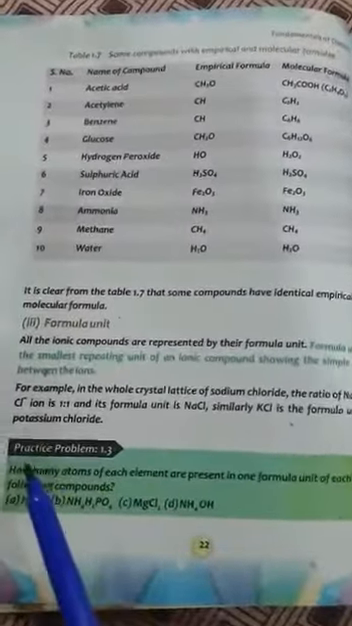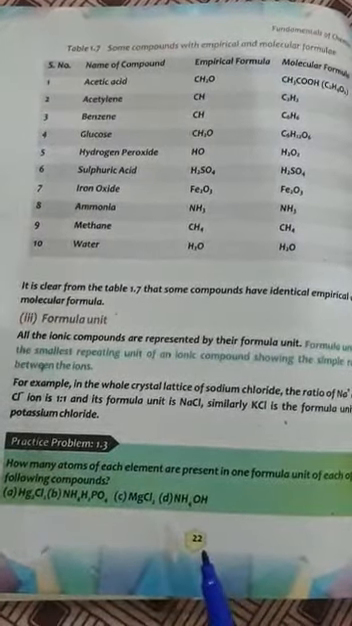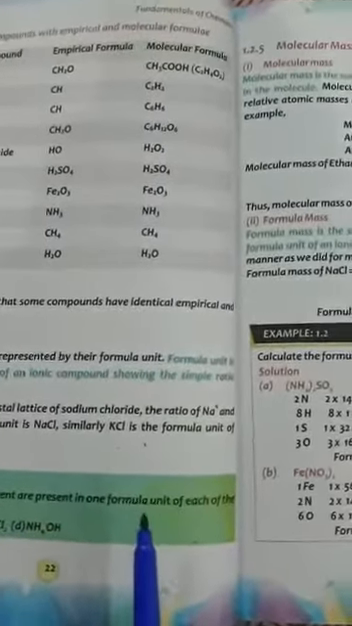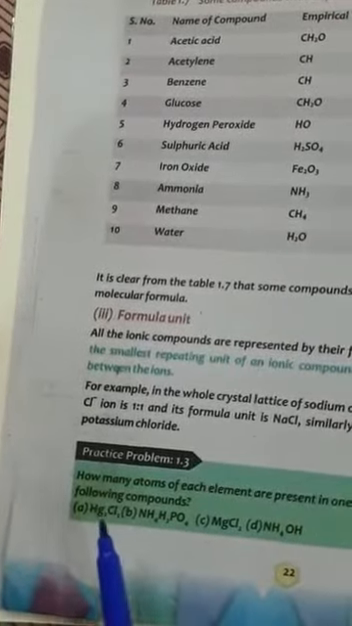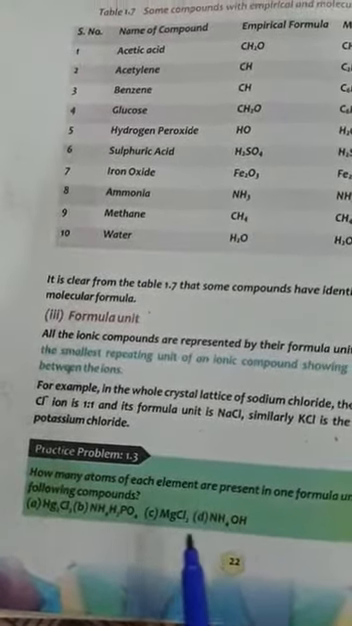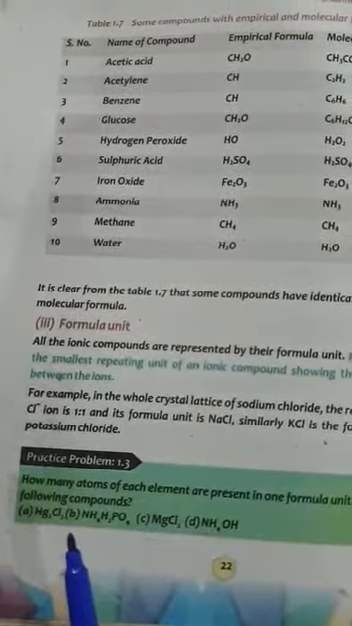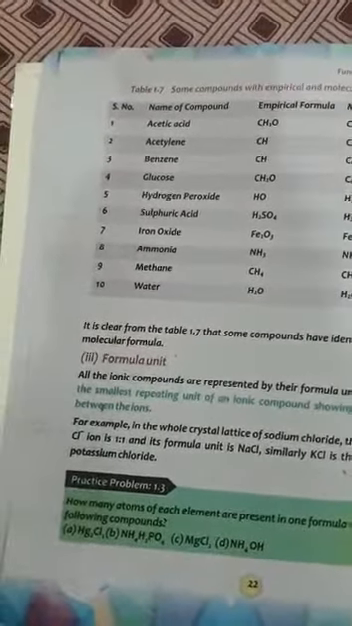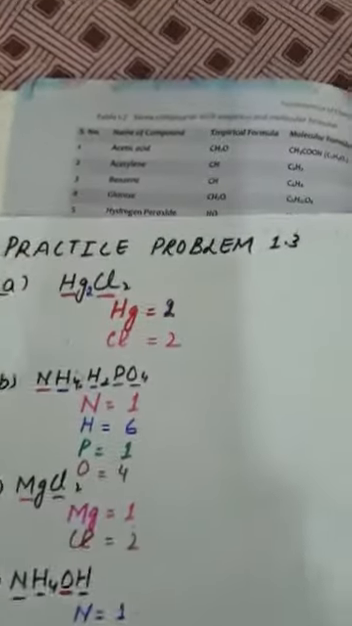These formula units give you the ratio of the ions present in an ionic compound. After that we have practice problem 1.3 on page number 22 of your book. What is the question? How many atoms of each element are present in one formula unit of each of the following compounds? We will calculate the number of atoms within a formula unit.